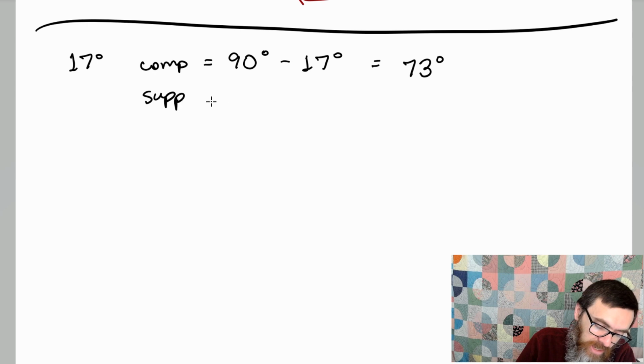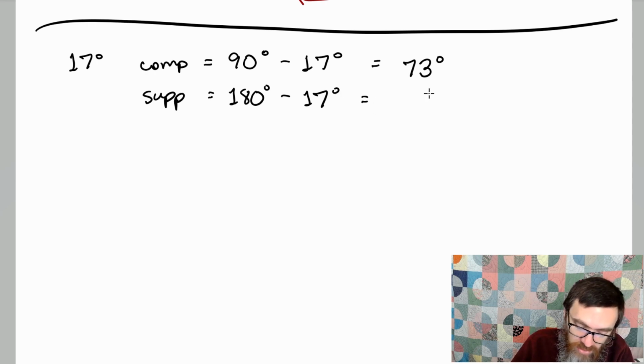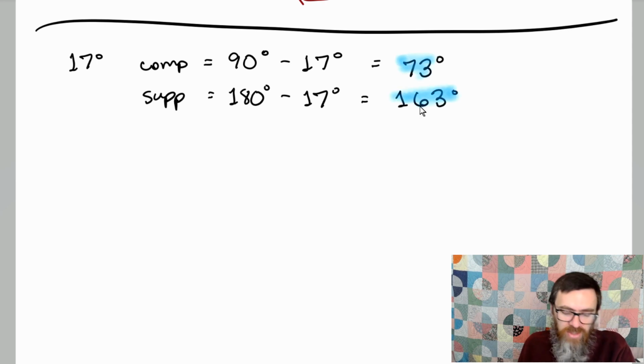For the supplement, you would take 180 degrees, and you would take off 17 degrees. And that gives us 163 degrees. So fairly simple right there. You just have to do the subtraction from 90 and from 180.